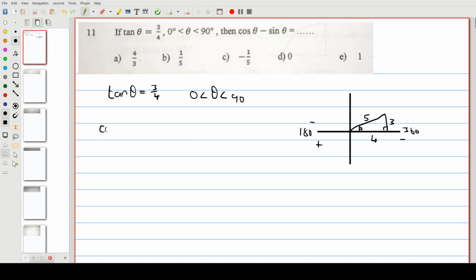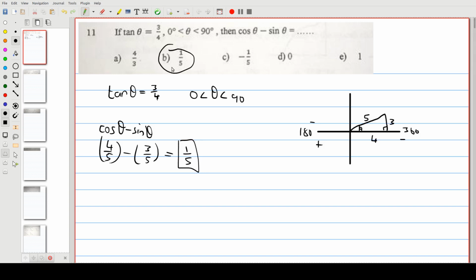Okay, so we want to work out what is cos theta minus sine theta. Cos theta is adjacent over hypotenuse, so that gives us 4/5 for cos theta. And then sine theta is opposite over hypotenuse, so 3/5. And 4/5 minus 3/5 gives us 1/5. There is our answer. Great, so that's number B.